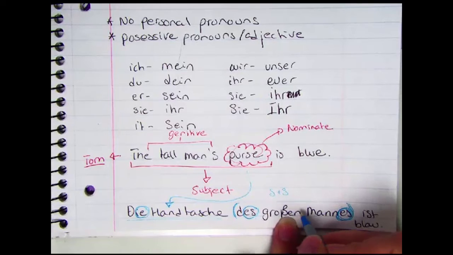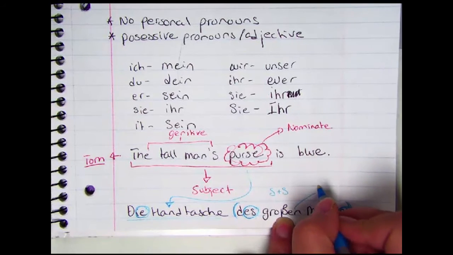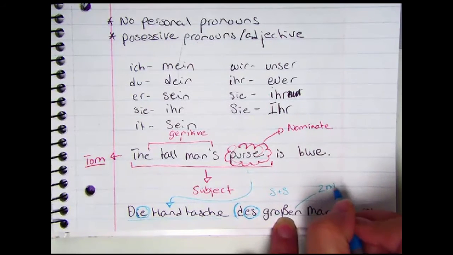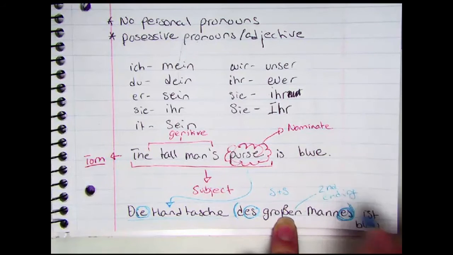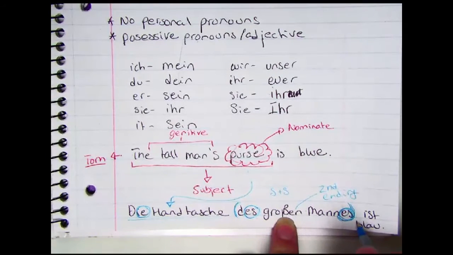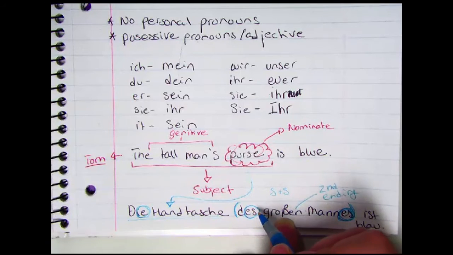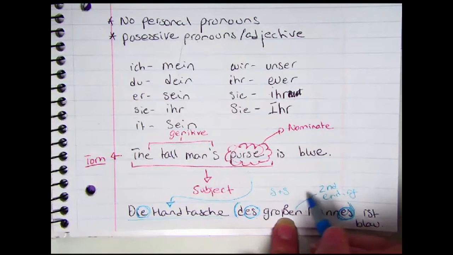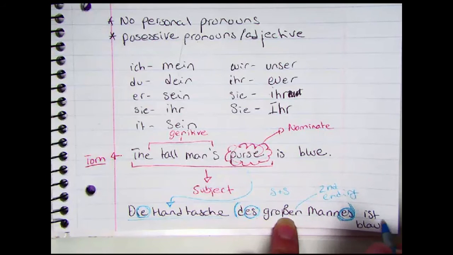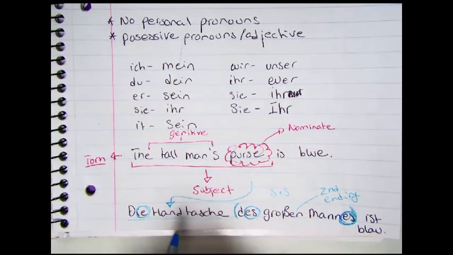And then you have this EN. So if you're looking at the case chart, that is your secondary ending, because that is a modifying adjective. So that second S goes on the noun no matter what you stick in between. S plus S, and there's my secondary ending in the middle. And ist blau is just subject completion at the end here.